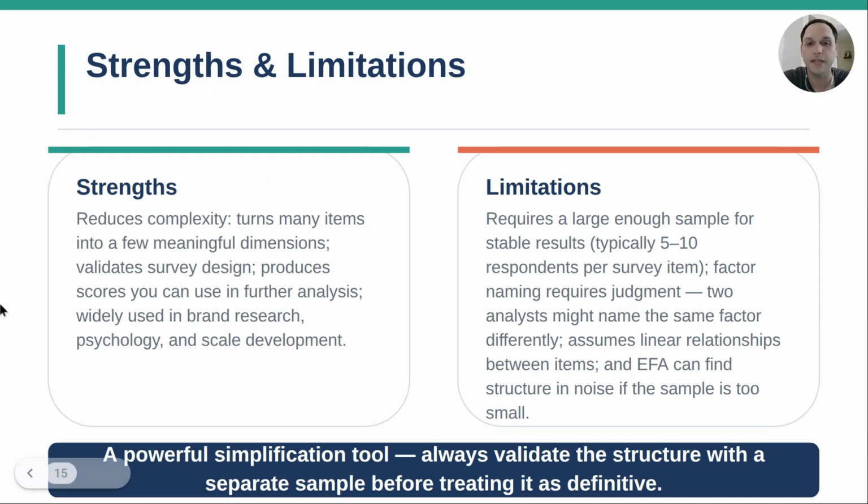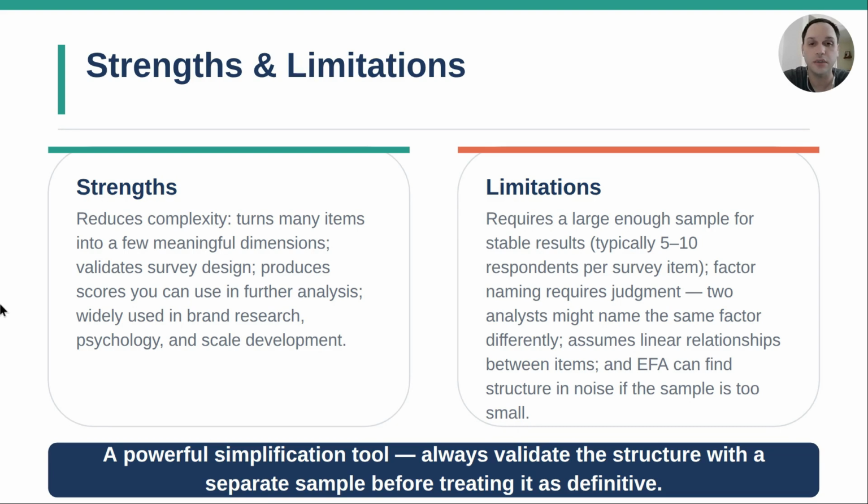Let's be balanced. The strengths of factor analysis. It dramatically reduces complexity. 15 items become 3 meaningful dimensions without losing most of the information. It validates survey design by confirming that items measuring the same construct actually cluster together. It produces factor scores that feed cleanly into regression, segmentation, and tracking. And it's widely used and trusted across brand research, psychology, and scale development.